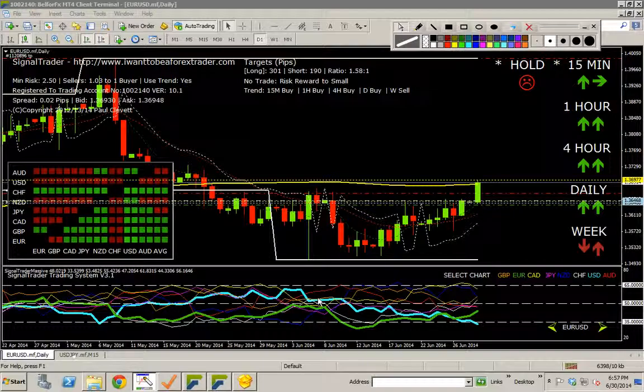So that's the other thing. Now some other controls on here. I said you can trade all the major currency pairs with one chart, and here's how.